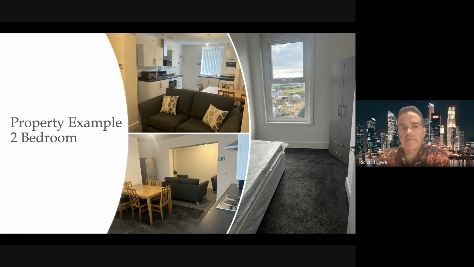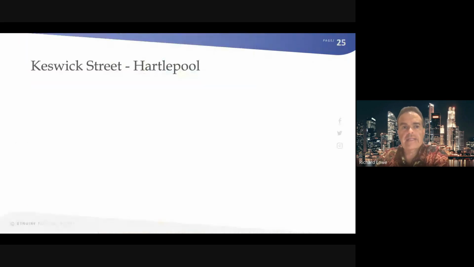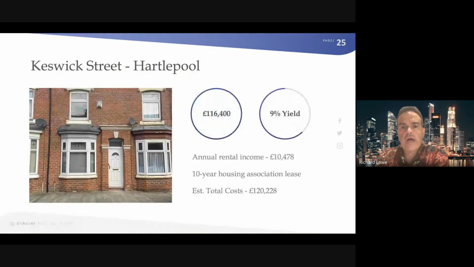So this is a 2-bedroom property, and it's Keswick Street, Hartlepool, where the purchase price is just over £116,000 with a 9% net yield, giving an annual rent of just under £10,500. If we build in the legal fees and stamp duty, the total outlay is just over £120,000. Now, you can see from the picture here, we're not looking at Buckingham Palace, but bear in mind that these properties are brand newly renovated, providing a roof over somebody's head, who's truly grateful for having the property.